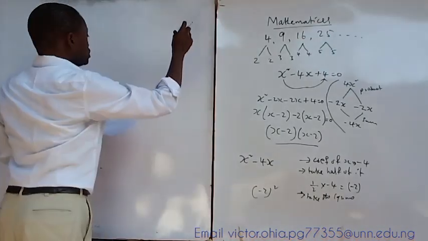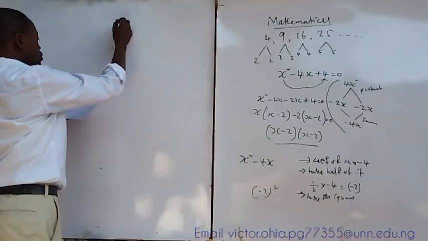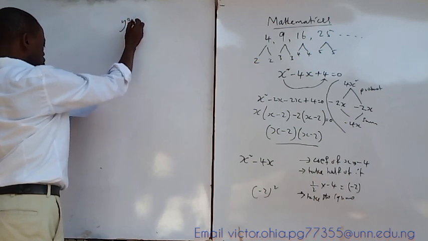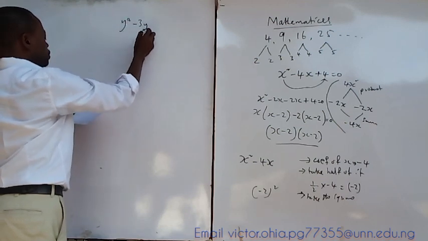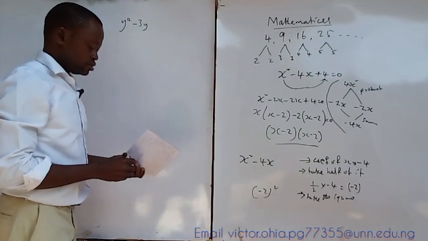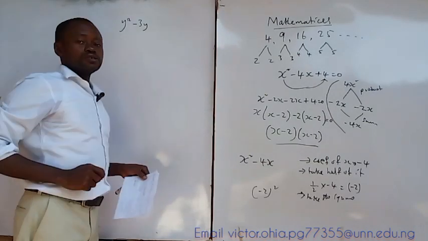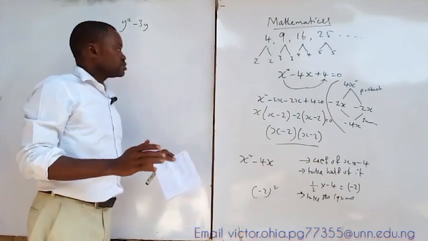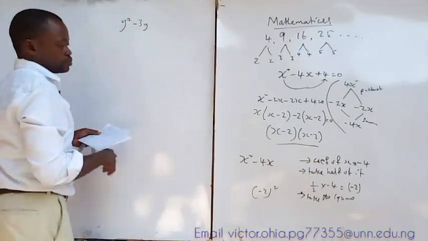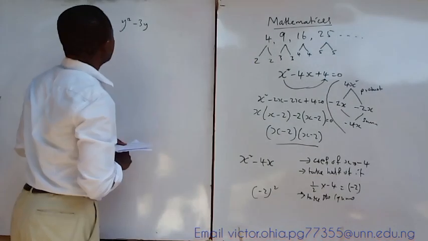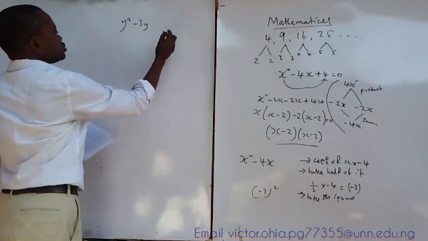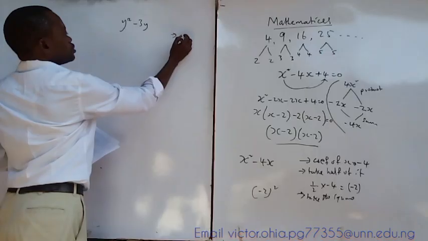So let's look at this again. I have here y squared minus 3y, and the question is saying what must be added to this to make it a perfect square. Simply, the procedure, coefficient of the variable here is minus 3. So I have the first step, minus 3.